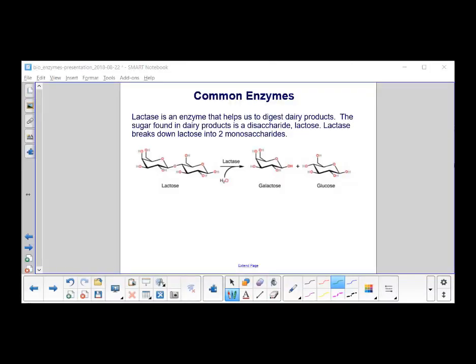The first common enzyme we can talk about is lactase. Lactase helps us digest dairy products. The sugar that's found in dairy products is the disaccharide lactose. What lactase does is break that lactose down into two monosaccharides. So right here we have lactose, and through the addition of water and the enzyme lactase, we break the lactose sugar and end up with two monosaccharides, galactose and glucose.